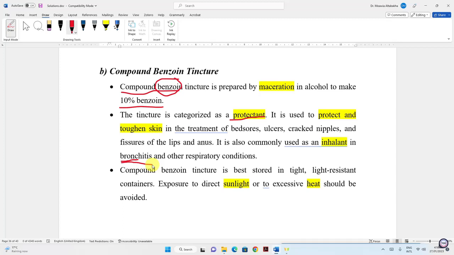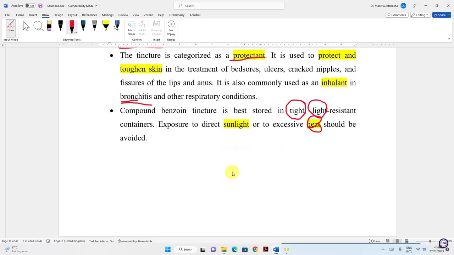That is, when you have coughing, for example, and sputum, etc. The problem with compound benzoin tincture is that it has to be protected from light. This is one thing. Plus, because it contains alcohol, it should be stored in a tight container and away from excessive heat.